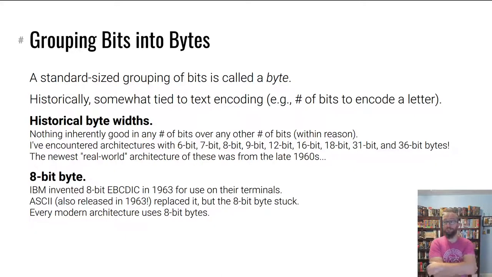All right, so 8 bits, actually technically 7 bits, but 8 bits with UTF-8, encode a single letter. Now, 8 bits is what we call a byte nowadays. Historically, this is tied to text encoding. The reason that we have 8 bits to a byte is because of text. Basically, you can have any number of bits to the byte. I've worked with architectures with insane amounts of bits to a byte, and little bits to a byte, et cetera. These were all ancient, the late 60s was the most recent one, and there's a reason for that.